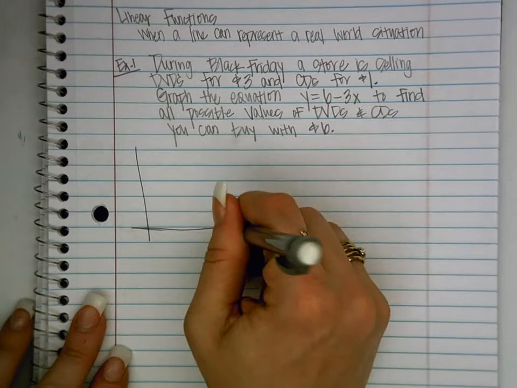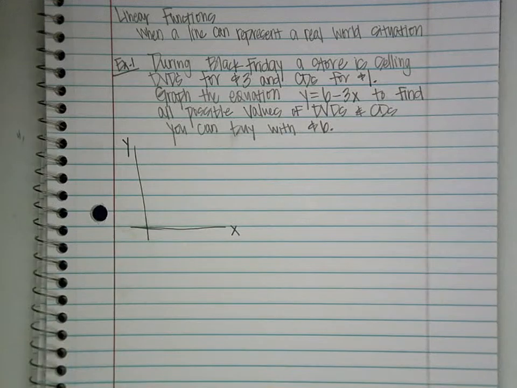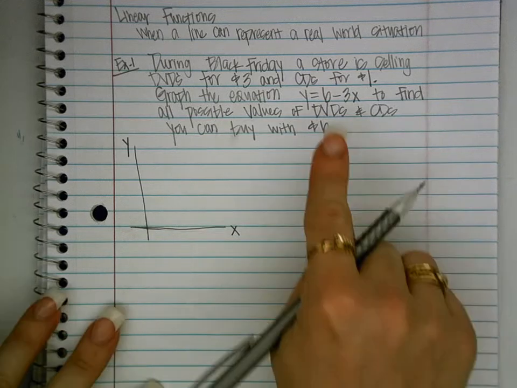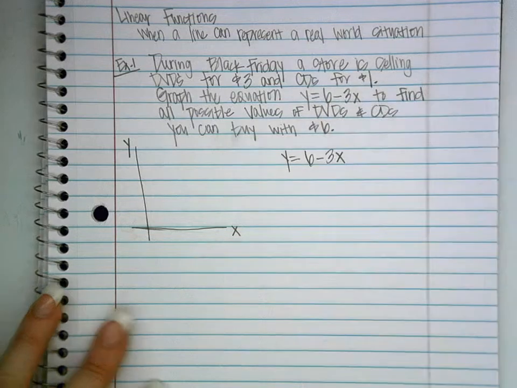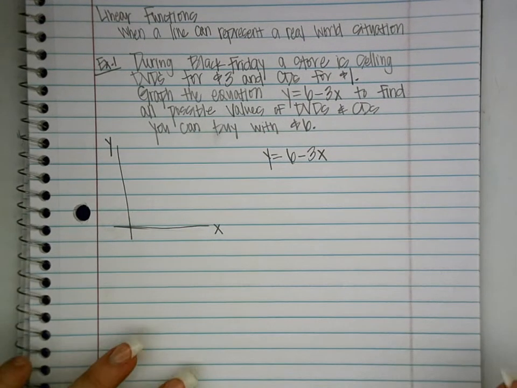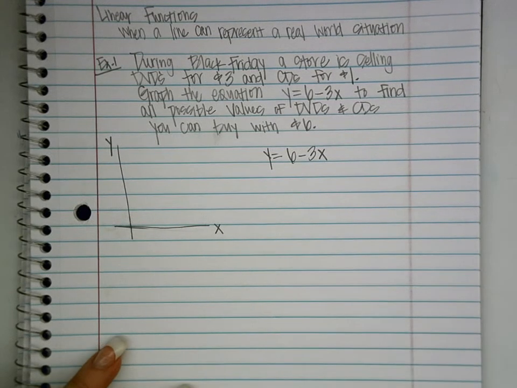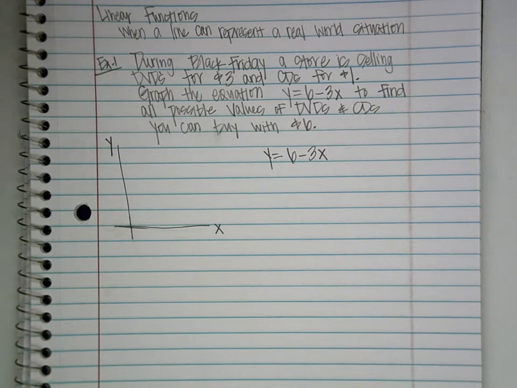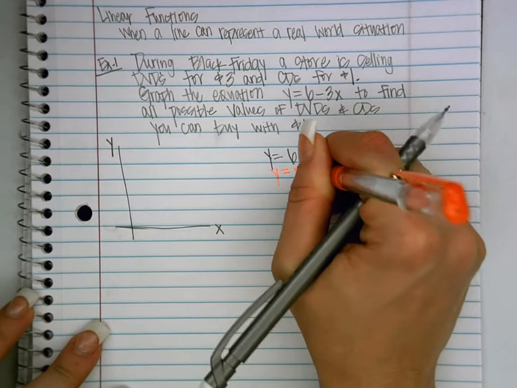This is always your x, and this is always your y. So here, if I want to graph this, how do I graph y equals 6 minus 3x? From our last unit, what do we know about graphing? What form does our line have to be written in? Slope-intercept form, but what does it look like? What does slope-intercept form look like? Y equals what? Y equals mx plus b.